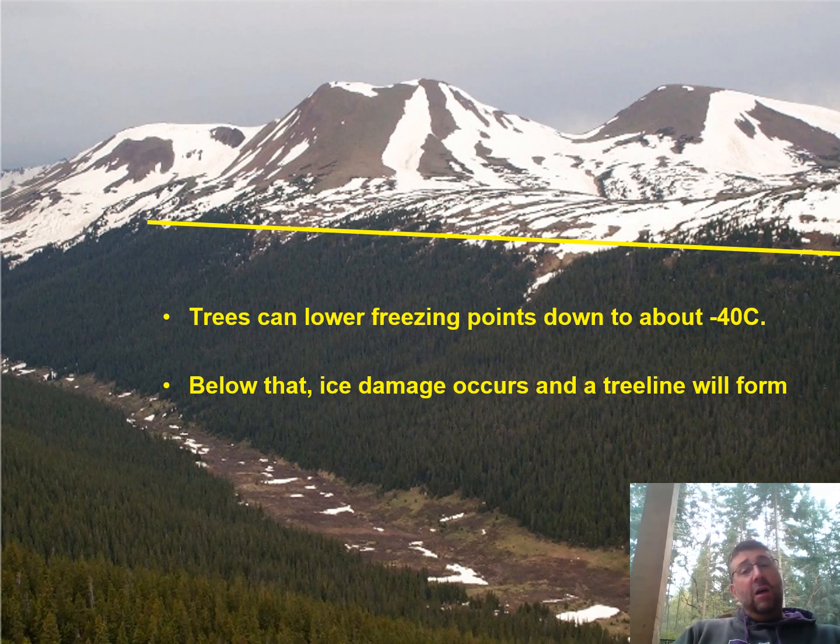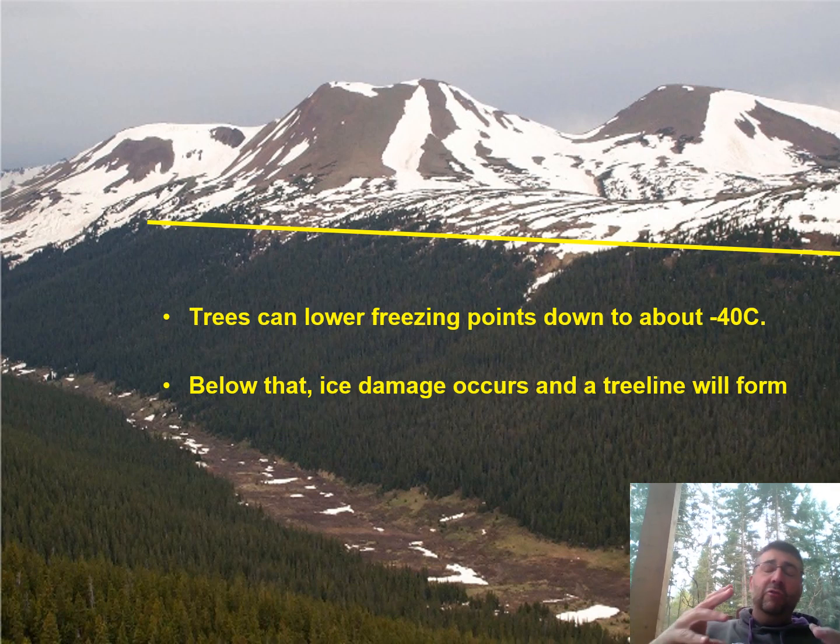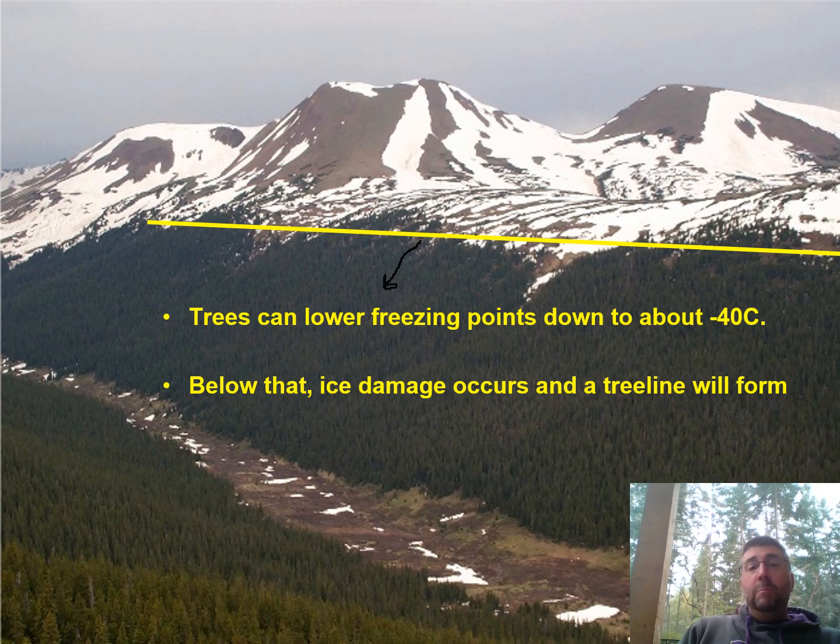A lot of times you can tell where this critical temperature of ice formation occurs by looking for the tree line. This is a picture in Colorado at the tree line. Below that tree line, a forest of spruces and firs is able to grow just fine. Above that tree line, it becomes virtually impossible for those trees to survive.